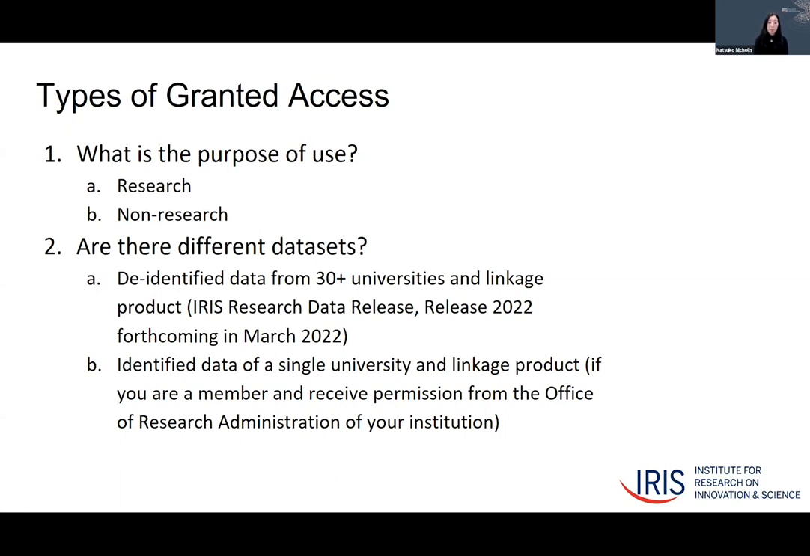The second option is to access the identified data, but it is the data of your own institution that is a member of IRIS. In addition to the usual data access application process that I mentioned earlier, you also need to reach out to the Office of Research Administration at the institution for permission to access identified data. In the second half of today's demo, Kevin will demonstrate the use case of a single university data and the linkage product.